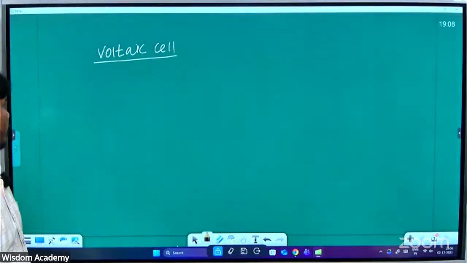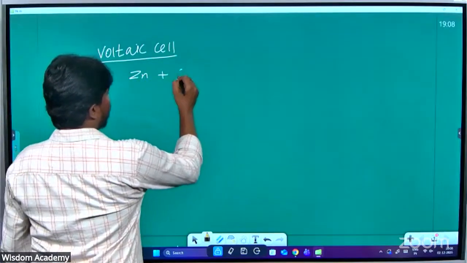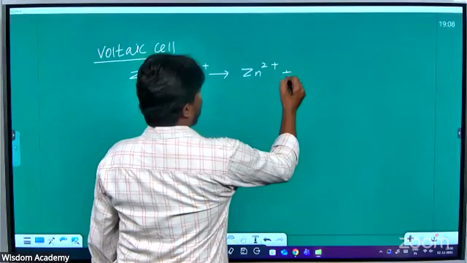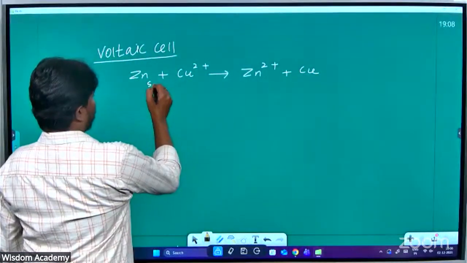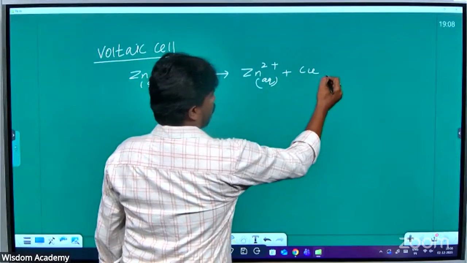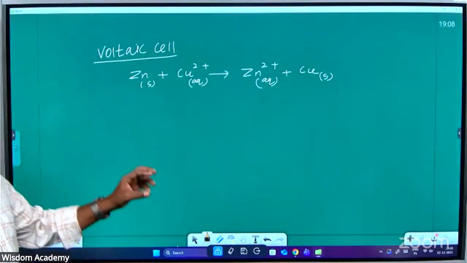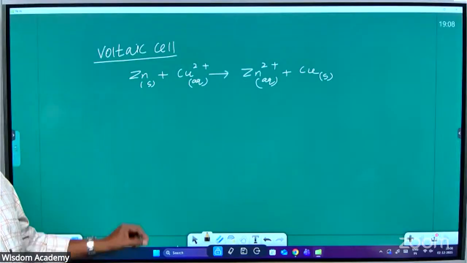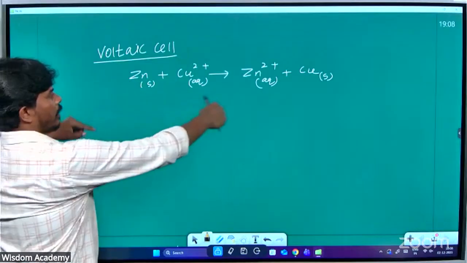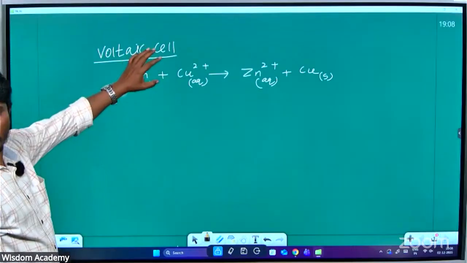Simple setup. This is the overall reaction taking place in a voltaic cell: zinc plus copper 2+ gives zinc 2+ and copper. See, I haven't discussed the cell setup, I haven't introduced electrode or electrolyte, I directly gave the example. So what we conclude is that the voltaic cell is based on a redox reaction. Here zinc is oxidized and copper gets reduced.